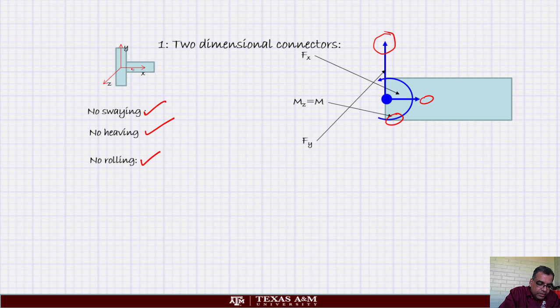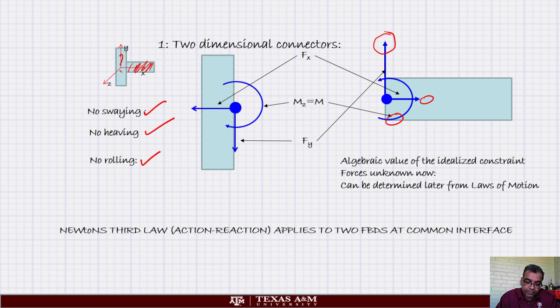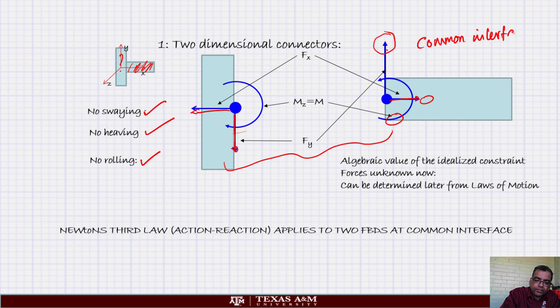If this is on this body, what about this guy? If you draw the free body diagram on the other side, you will get equal and opposite forces. So you can see this one is opposite to that, this one is opposite to that, and this one is opposite to that. So these two bodies share common interface, and then you can apply Newton's third law, which is action-reaction principle.